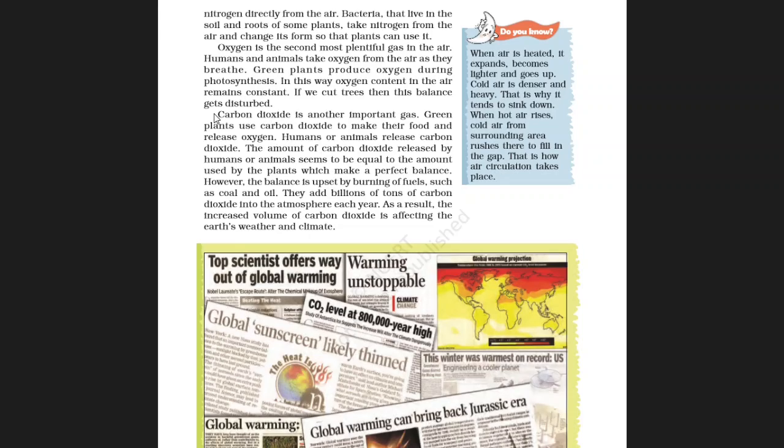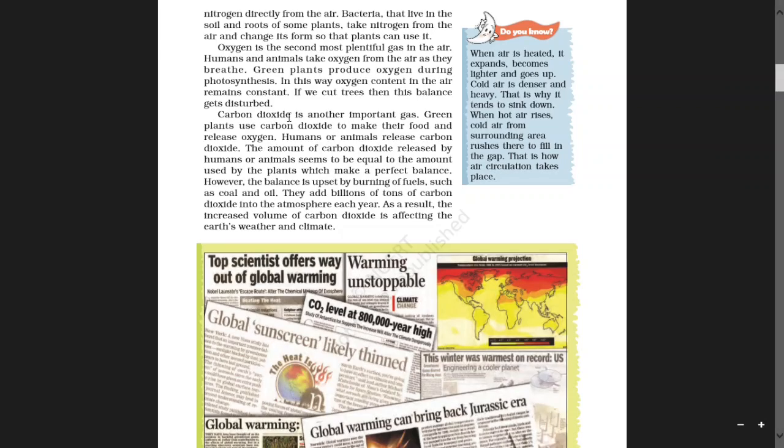So in this way, oxygen content in the air remains constant. If we cut trees, then this balance gets disturbed. If we cut trees, our ecological balance will be disturbed. Fresh air, which is required for us, will not be available.